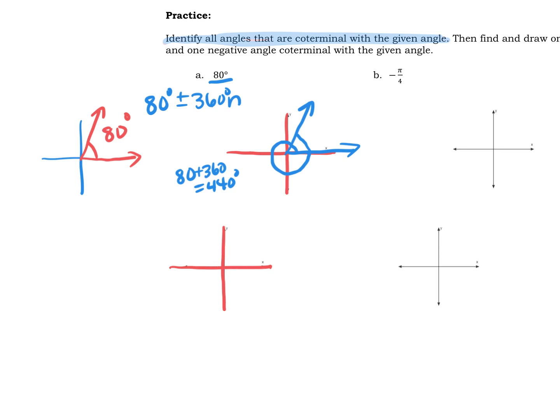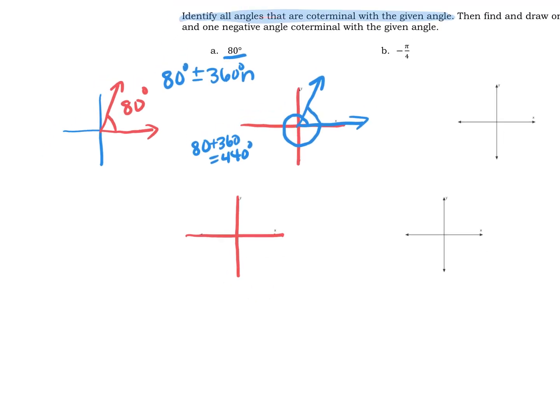Right? Similarly, if we want to come up with a negative angle, then we're just going to do 80 degrees minus 360. And so we get a negative 280 degrees. So that means we're starting here, standard position, and we're rotating in the negative direction to there. So guys, all three of those angles started and stopped in the same exact place. But now there are three different angle measures that are coterminal with each other: 80 degrees, 440 degrees, negative 280 degrees.